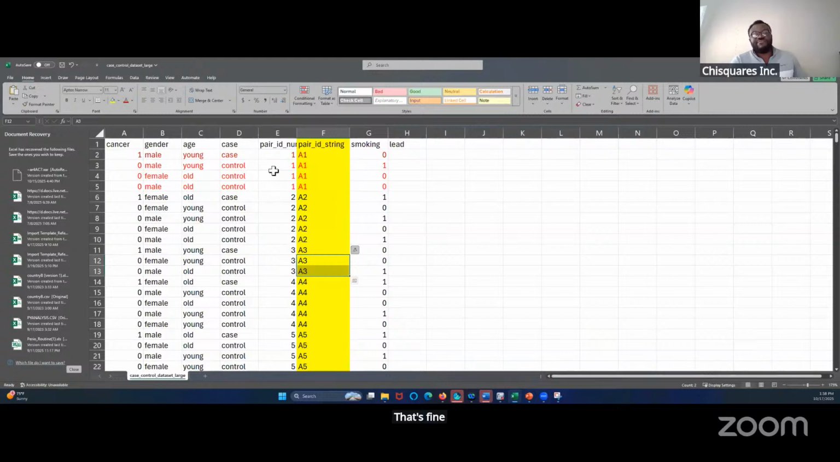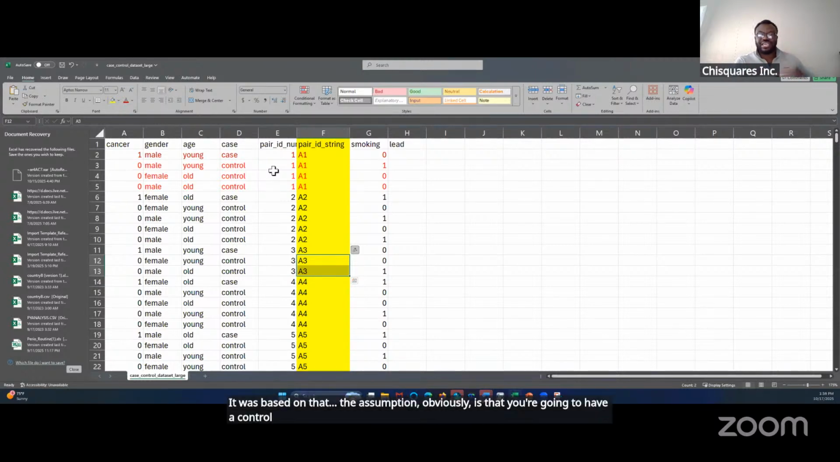What you want to avoid is cases without controls. Because remember, a case without a control is not going to be used in analysis. It's such a waste, so it becomes extremely inefficient. So try as much as possible to find a control for each case. Remember, when you're calculating sample size, it was based on that. The assumption, obviously, is that you're going to have a control for each case.